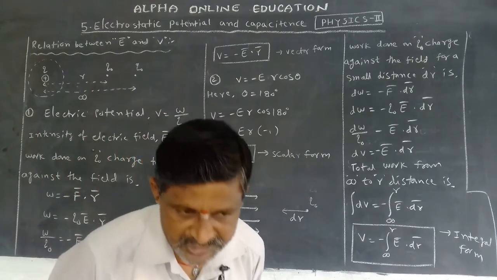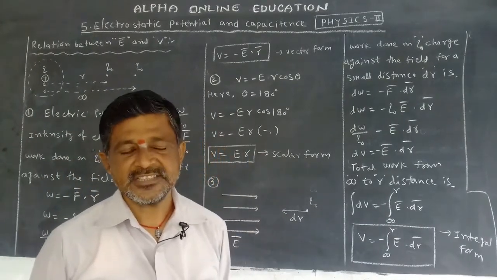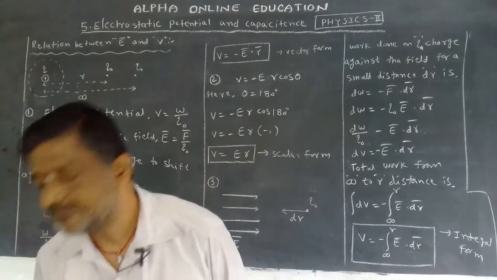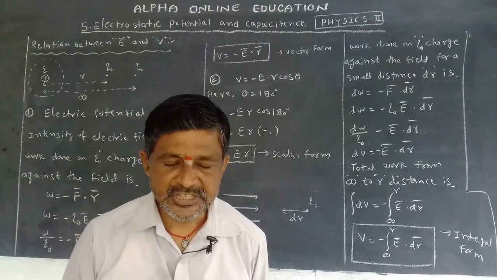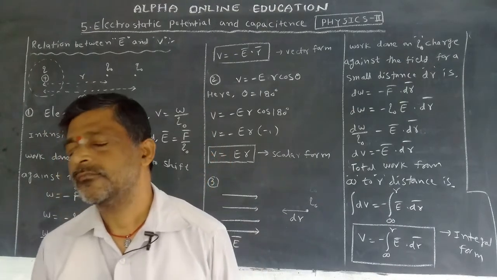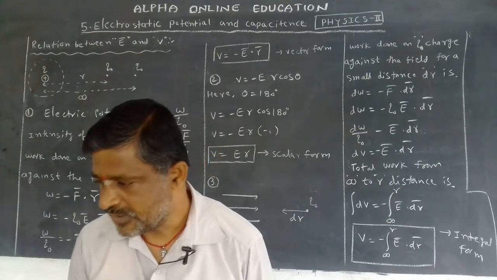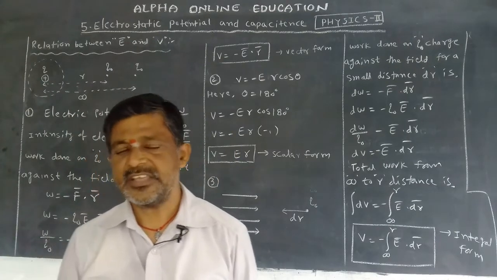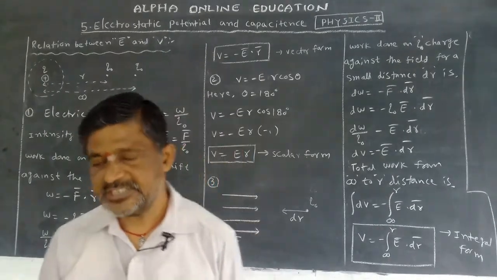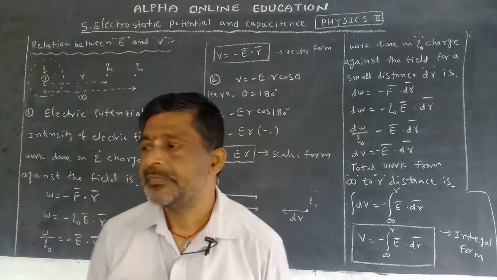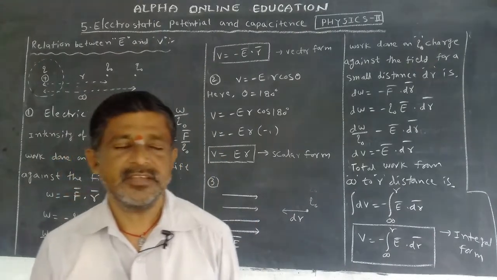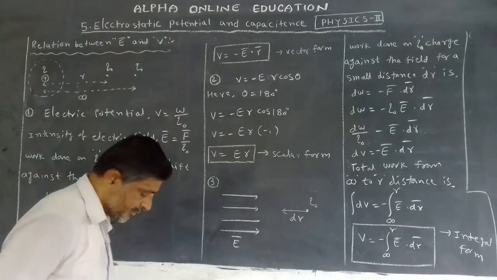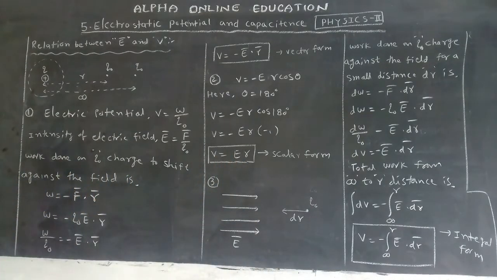What are the three equations? One equation is in the vector form. Another equation is in a scalar form. Another equation is in the integral form. And the fourth one is in the differential form. Means a vector relation is there between E comma V, a scalar relation is there between E comma V, an integral relation is there, and finally a differential relation is there. Now first, we want to discuss the vector relation.